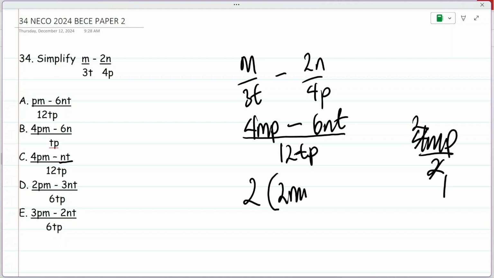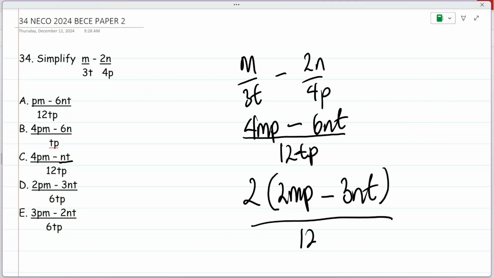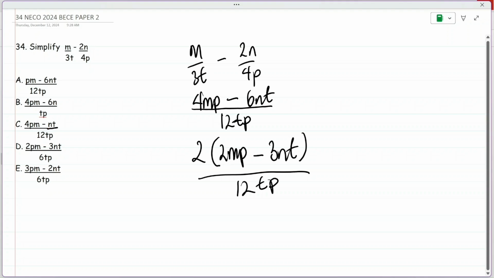You have 2mp minus. You take this 2 out of this 6. You have 6nt divided by 2. 2 divided by 2, 1. 2 in 6, 3. You'll be left with 3nt. You have 3nt, close bracket, over 12pt. Now, you're taking out 2 out of it. That means you've factorized. If you multiply 2 by both of them, you still get this back. So you've taken out 2.